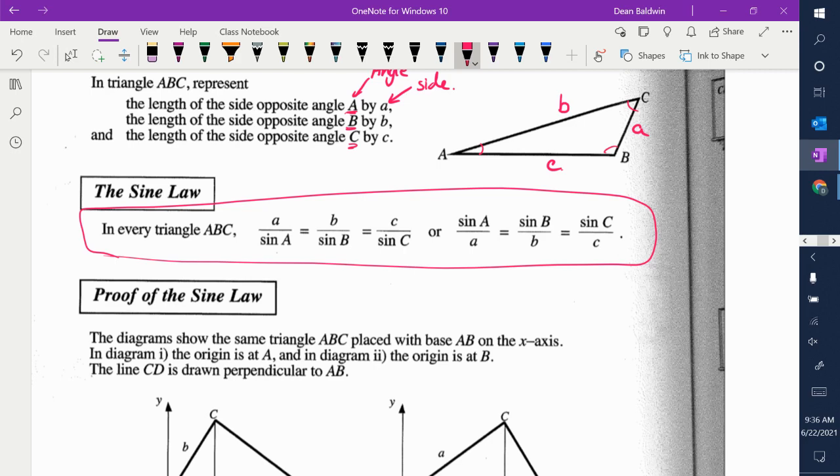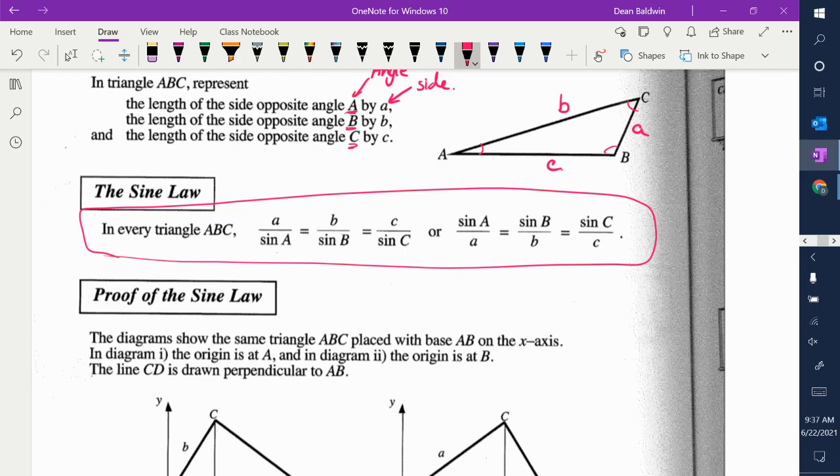So sine law says the ratio of the side and the sine of its angle is equal to the ratio of all the other sides and the sines of their angle. So basically, A over sine of A is equal to B over sine of B, which is equal to C over sine of C. Okay? Now, you can flip all these to get sine of A over A, sine of B over B, sine of C over C, depending on what you're trying to solve for.